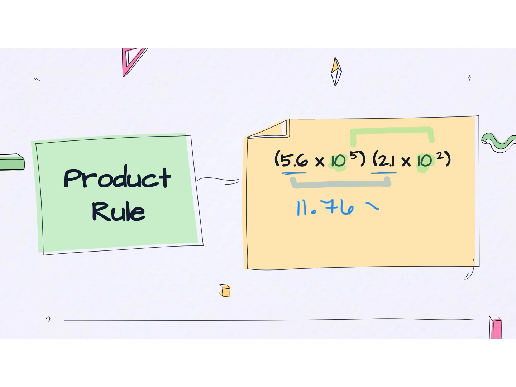So when you multiply 5.6 times 2.1, the answer you get is 11.76. You bring your multiplication down, times 10. You add your exponents to the power of 7. But you're not done because you have to move your decimal one place. So we're going to add 1, and we rewrite it as 1.176 times 10 to the power of 8.